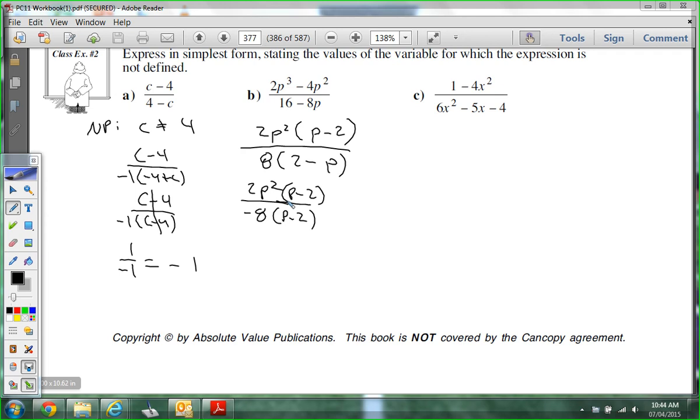So what are my non-permissibles now, Wes? Just positive 2, because there's only one p. Okay, so p can't be 2. That's your non-permissibles. And then we see we can cancel the p minus 2s. And 2 over negative 8 reduces to what? Negative 1 over 4. So that means I'm going to have negative p squared over 4. You can have the negative down here. It doesn't matter where. But this is your simplified expression. And p cannot be 2.